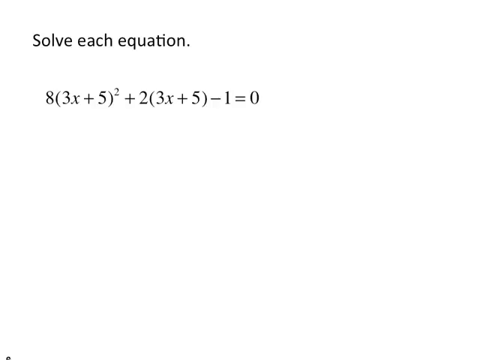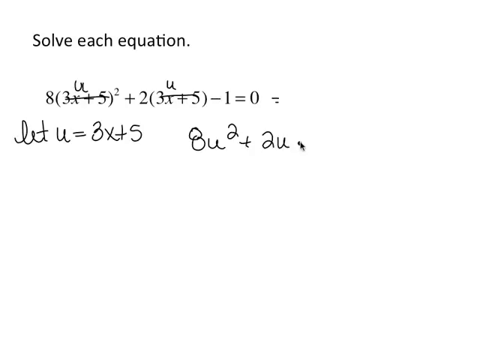Solve each equation. We're going to solve this equation by assigning a temporary variable u to this 3x plus 5, because it looks really complicated like that. So if we let u equal to 3x plus 5, then we can just replace that with a u and replace that with a u, and we end up with a much simpler equation. So we get 8u squared plus 2u minus 1 equal to 0.